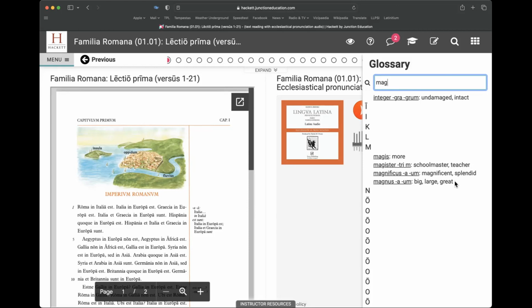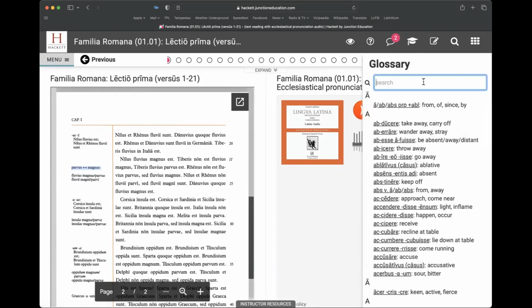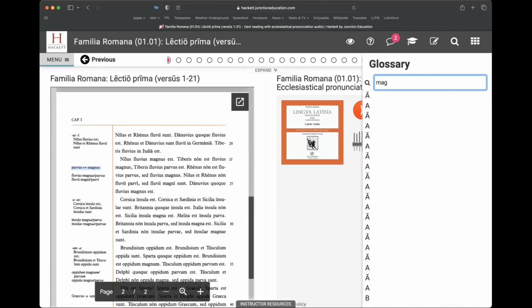So yeah, and again, this is the part of the process for you guys to sweat it out a little bit. As I said, there is a glossary there, and let's type in magna. It's not going to find anything, because it only does matches with the first entry in the dictionary, so it's not the greatest dictionary.